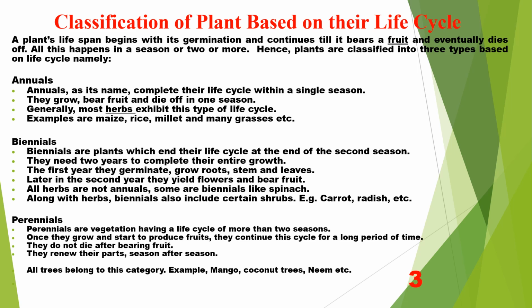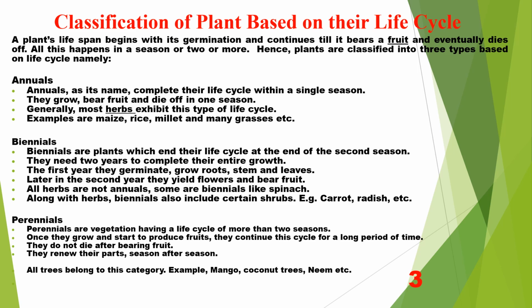Biennials are plants which end their life cycle at the end of the second season. That means they start their growth in one growing season, but it will not be completed. The life cycle will not be completed until it enters the second season. They need 2 years to complete their entire growth.